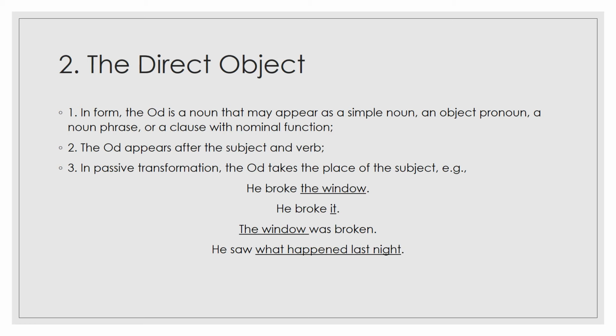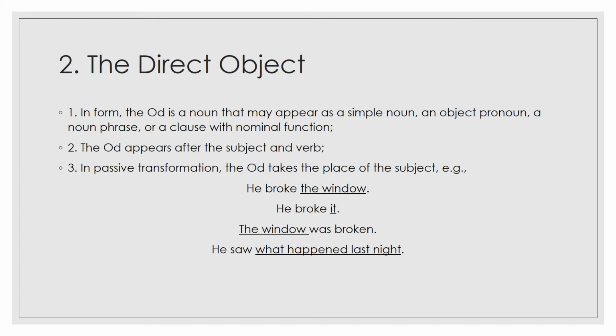For example, if we examine this sentence, he broke the window, the direct object is a noun phrase, the window. We can replace the window by a pronoun and we can say he broke it. And when we change the sentence into passive, we can say the window was broken. So when we delete the subject he, the direct object, which is the window, takes the place of the subject. And as you see, whether the direct object is the window or it, it appears in the sentence after the subject and its verb.